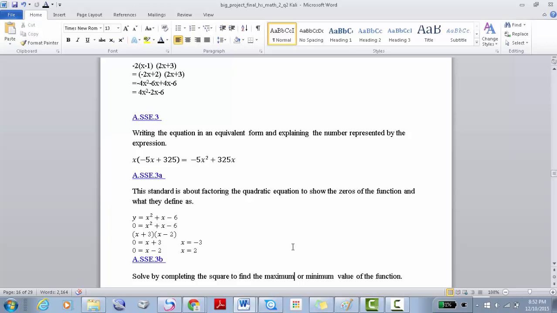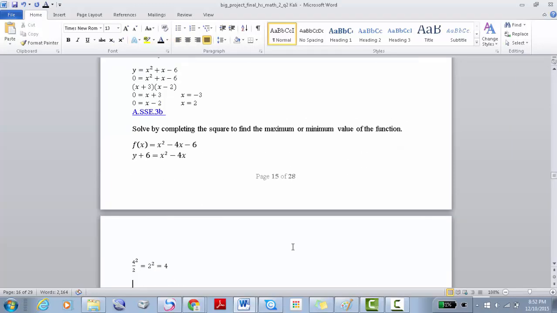After we factorize it, the answer will be (x plus 3) and (x minus 2). So when we solve both of those equations separately, each will equal 0. So 0 equals x plus 3. When we bring 3 to the other side, it will be 0 minus 3, and x will be negative 3. The next one is 0 equals x minus 2. When we bring negative 2 to the other side, it will be positive 2, which will make x 2. Let's go to the next standard. The next standard is SSE3B.